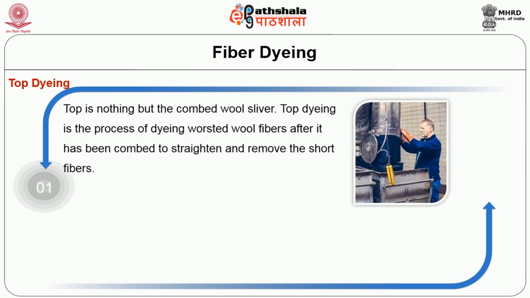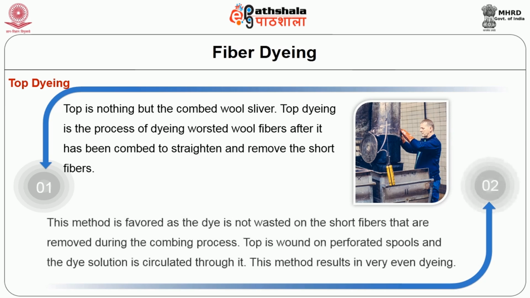Top is nothing but the combed wool sliver. Top dyeing is a process of dyeing worsted wool fibers after they have been combed or straightened and the short fibers removed. This method is favored as the dye is not wasted on the short fibers that are removed during the combing process. Top is wound on perforated spools and the dye solution is circulated through it. This method results in very even dyeing.